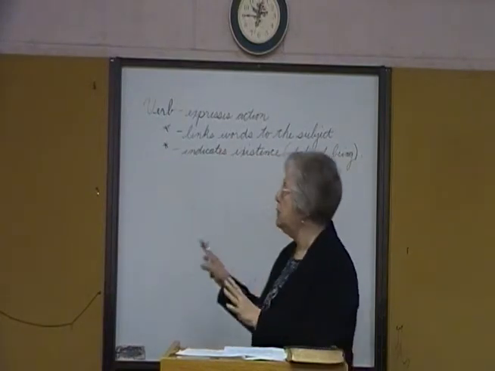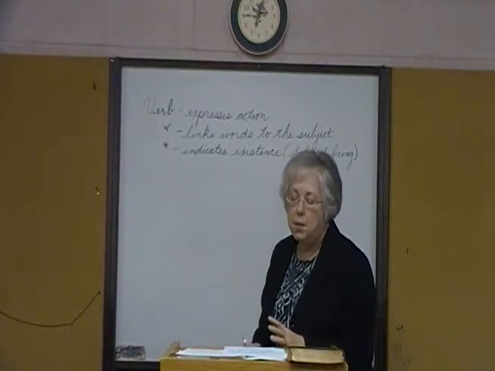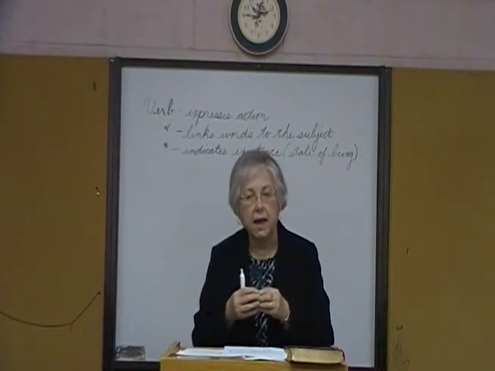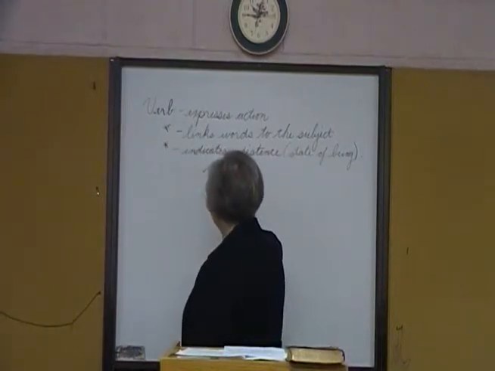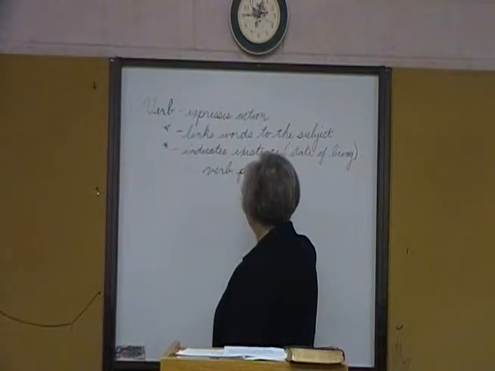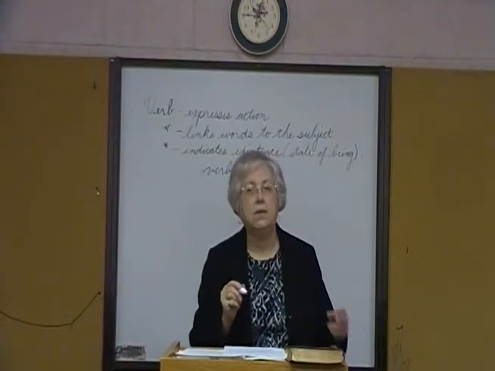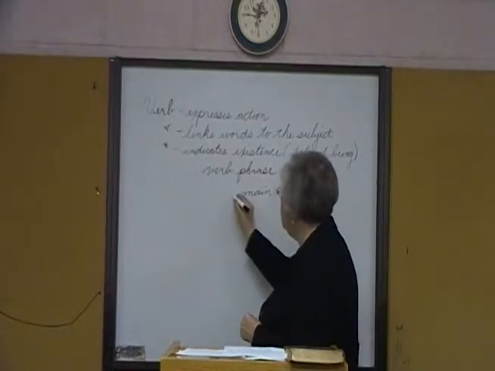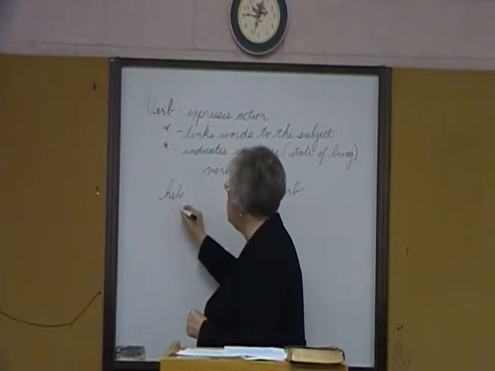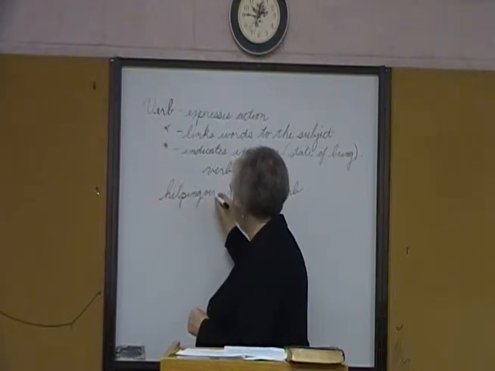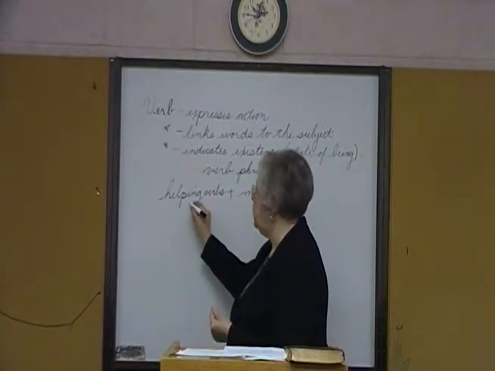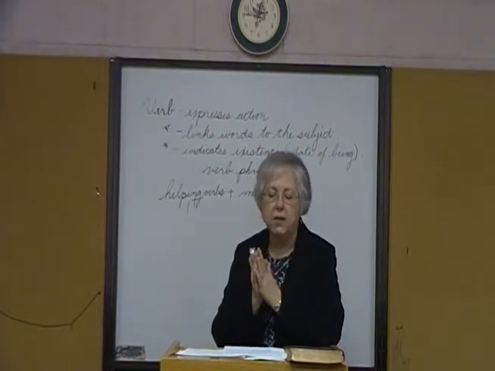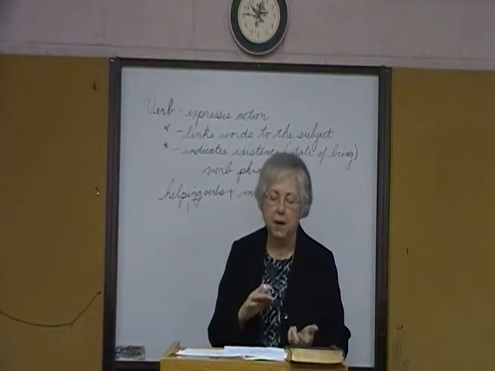Now, let's continue on looking at verbs. That's the definition of a verb. But sometimes a verb is made up of more than one word. Verbs working together can form a verb phrase. Now, a verb phrase can have a main verb plus what we call helping verbs. There might be one or more helping verbs. So a verb phrase is two or more words working together as one. It's made up of a main verb and a helping verb.